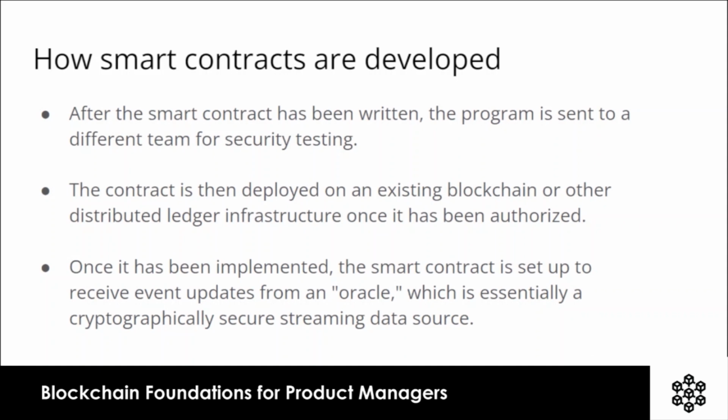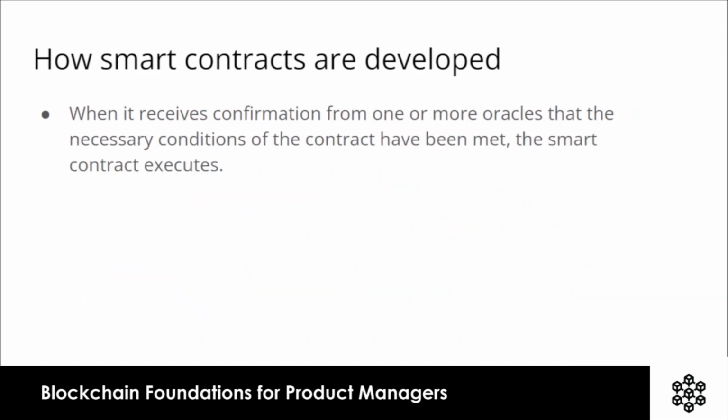Once it has been implemented, the smart contract is set up to receive event updates from an oracle, which is essentially a cryptographically secure streaming data source. When it receives confirmation from one or more oracles that necessary conditions of the contract have been met, the smart contract executes.